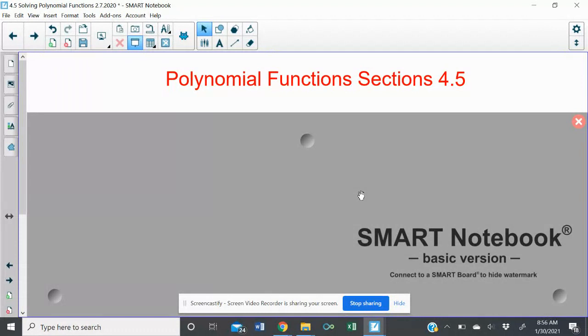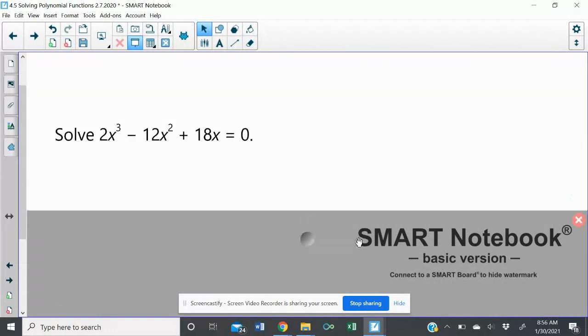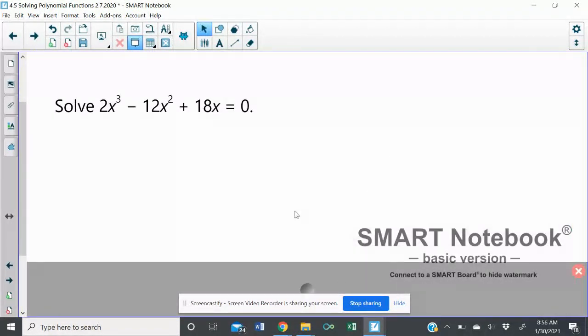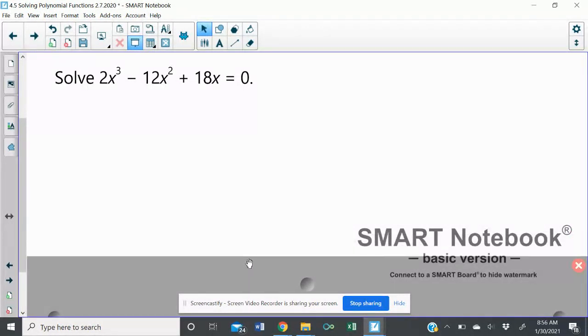All right, so we're going to continue with this chapter. We're on talking about polynomial functions. Let's just do a quick little recap of, first of all, factoring and solving. So with this guy, if we solve, we're going to solve by factoring, which we've just finished.